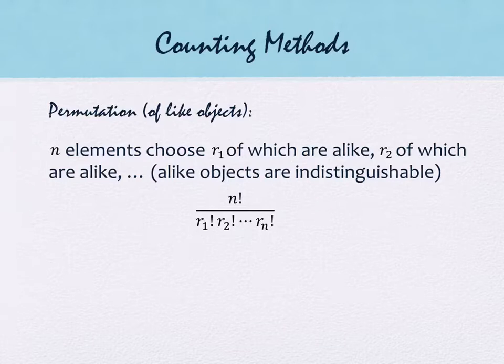So let's take a look then at another way of arranging things. These are called permutations. There are 2 different types of permutations, and these can be tricky to distinguish between or to remember. The first one is a permutation of like objects. So there's n elements. Choose R1 of which are alike and R2 of which are alike. Alike objects are indistinguishable. I'll give you an example. Then the number of ways that something like this can happen is n factorial over R1 factorial, R2 factorial, R3 factorial, and so forth.